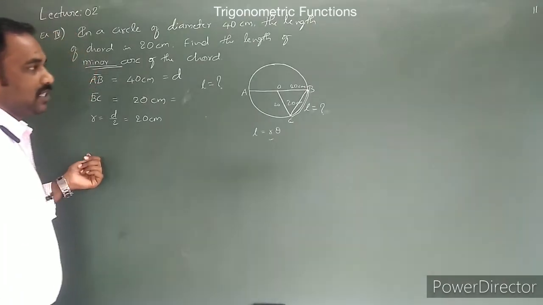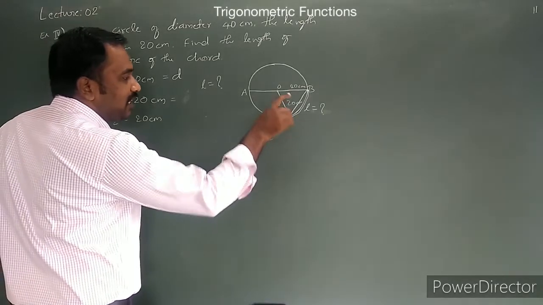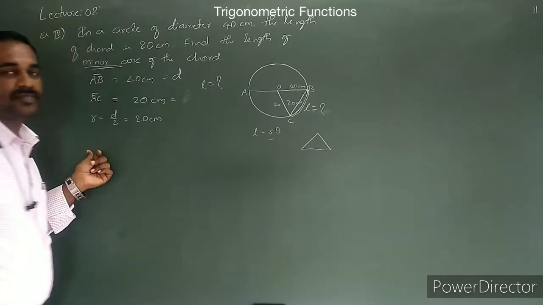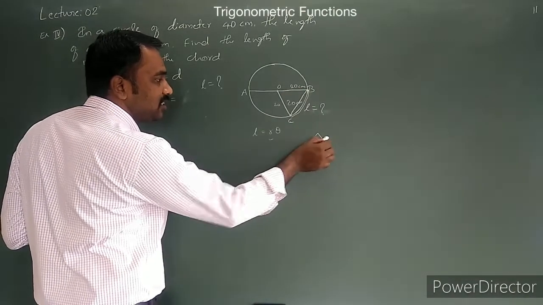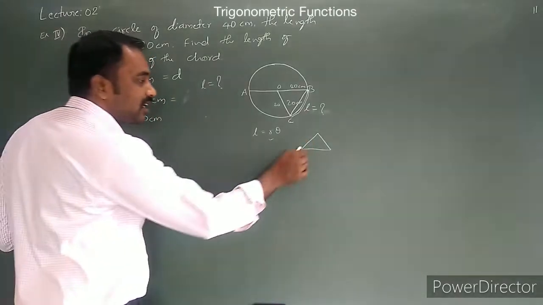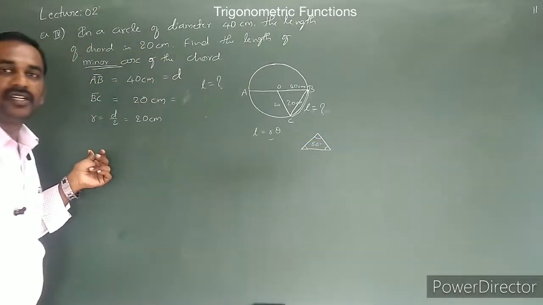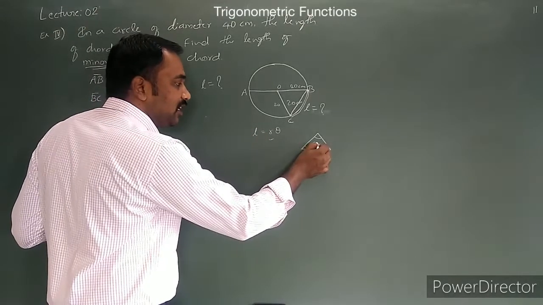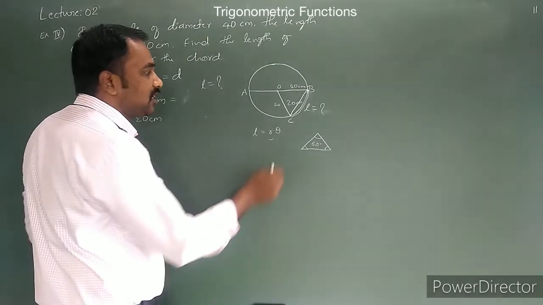Then what will be theta? Observe that one triangle is there inside the circle. All the sides of the triangle are equal: 20 centimeter, 20 centimeter, 20 centimeter. That means it is an equilateral triangle. In an equilateral triangle, what is the interior angle? I think you already know the condition: each interior angle is equal to 60 degree.